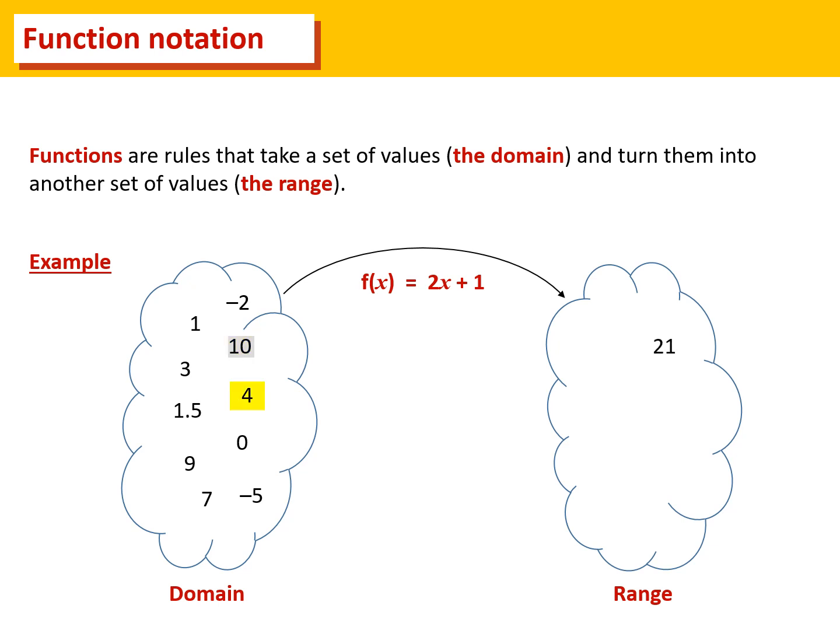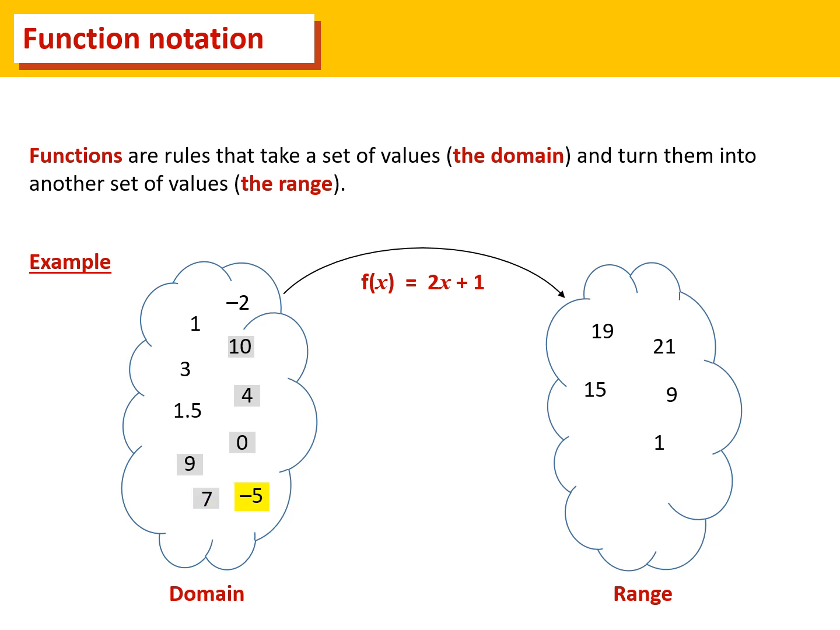If x is 4, 2 times 4 plus 1 gives us 9. If x is 0, that will give us 1. If x is 9, that will give us 19. Note, I've just put 19 up there, just to be clear, there is no significance in where you place these numbers. If x is 7, 2 times 7 plus 1 is 15.